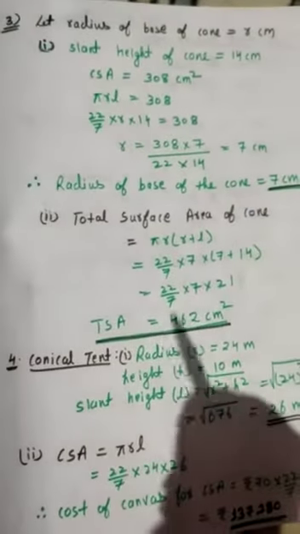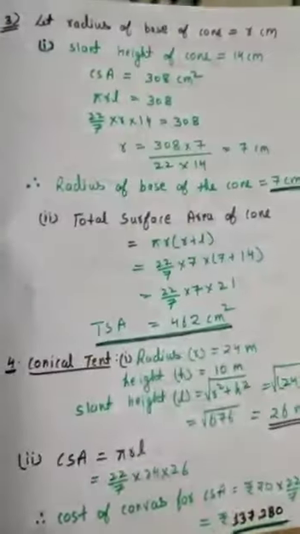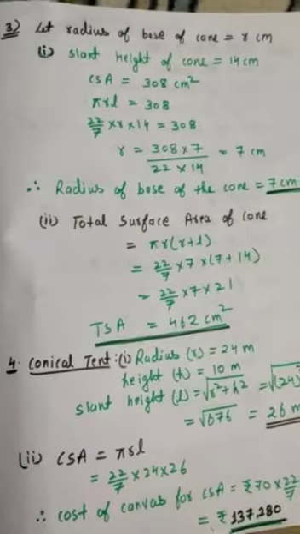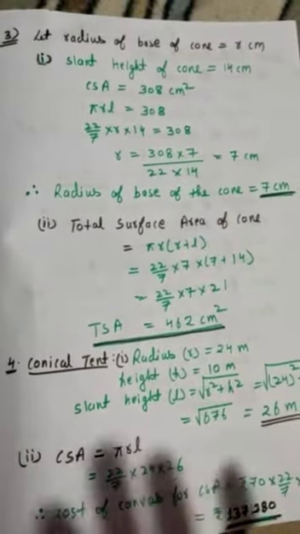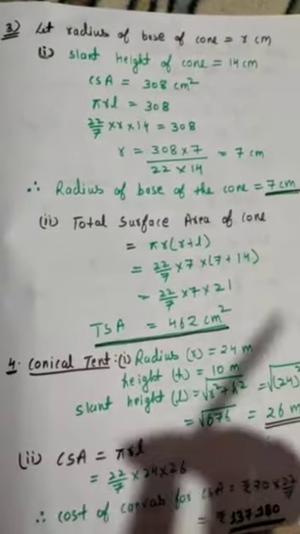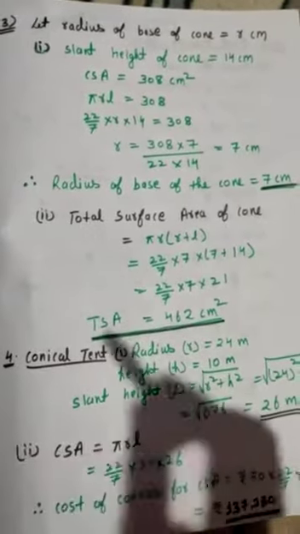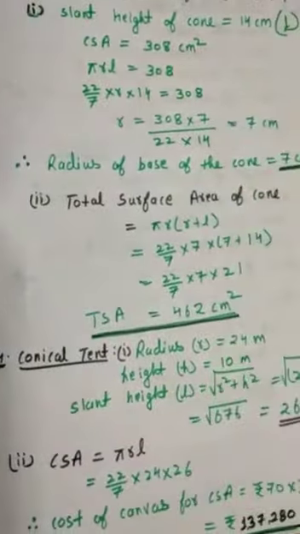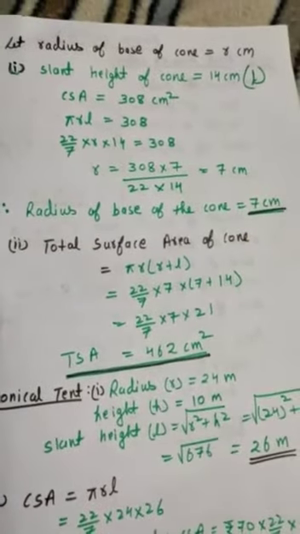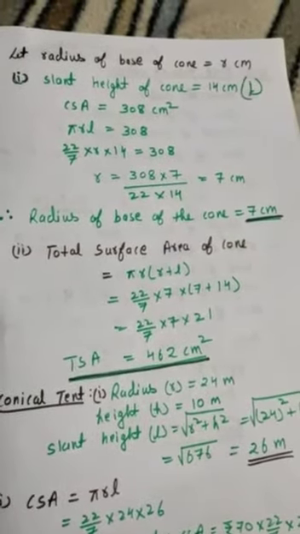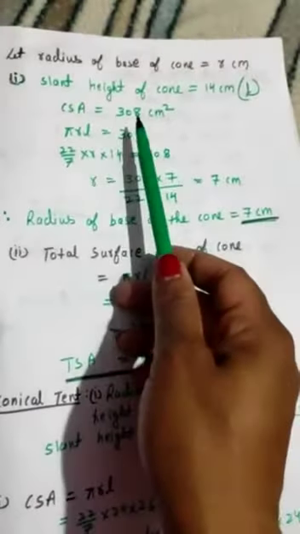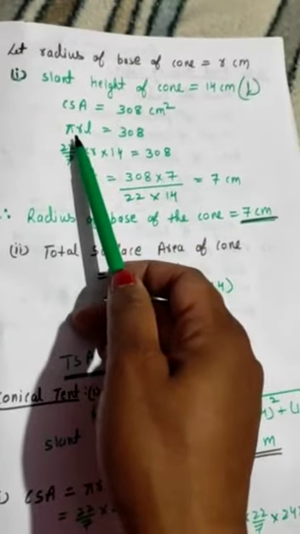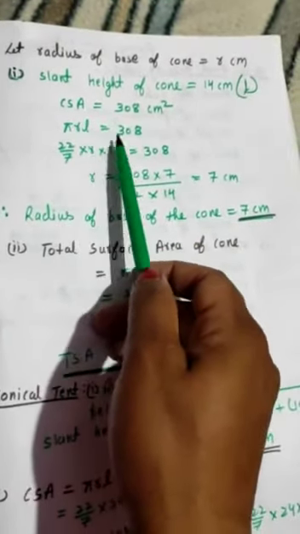Now the second question is for homework. Now the third question: it is given that the radius of the cone is not given to us. You have to calculate the radius. The slant height, that means L, is 14 centimeter, and CSA is given to you this time. CSA is 308 centimeter square. You can see over here. Then you just write the formula of CSA, which is pi r L, which is 308.